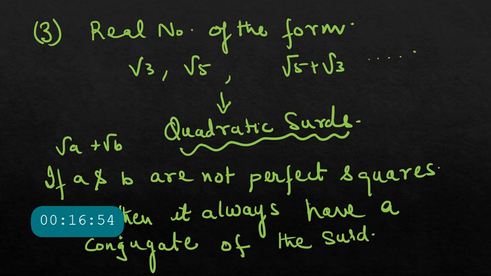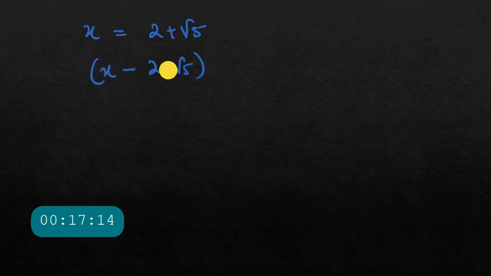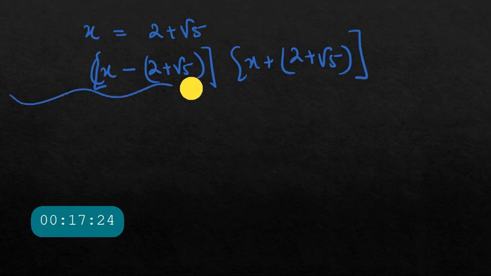Now what I mean by that is, if I say I have one root which is 2 plus root 5, right? And I have to write the following conjugate roots. So that means it becomes x minus (2 plus root 5) and x plus (2 plus root 5). Okay. So let me show you an example and a question related with it.